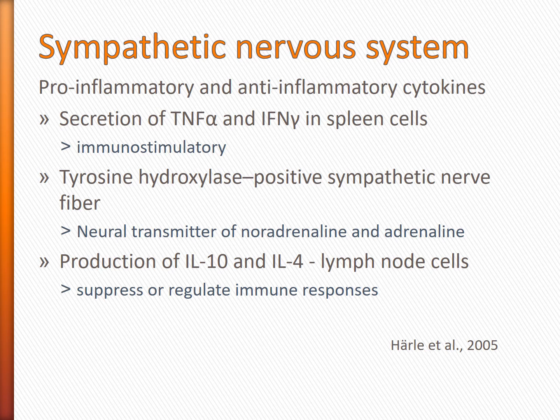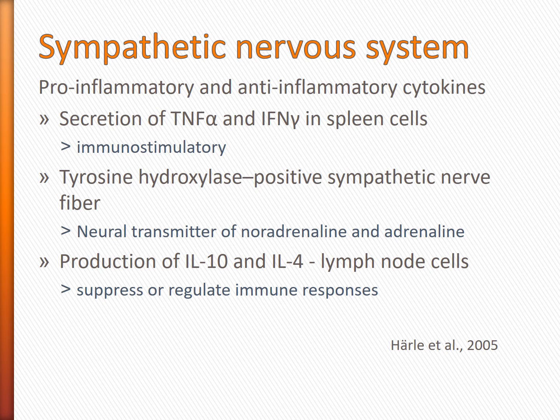For example, TNF alpha and IFN gamma in the spleen cells could be secreted to stimulate the inflammatory process. Those are also kinds of initiators or mediators.